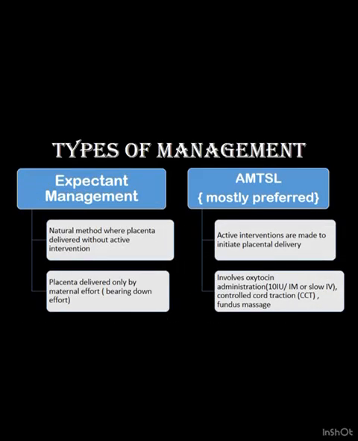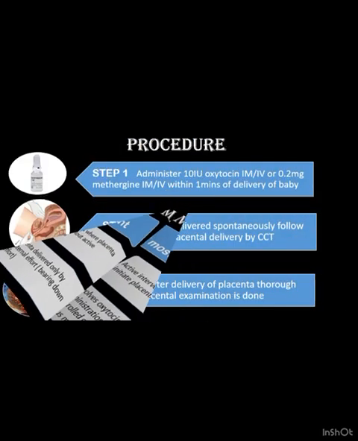Now discuss the types of management. First is expectant management, which is a natural method where the placenta is delivered without active intervention. Second is AMTSL, which is mostly preferred. Active interventions are made to initiate placental delivery, involving oxytocin administration, 10 international units IM or slow IV, controlled cord traction, CCT, and fundal massage.